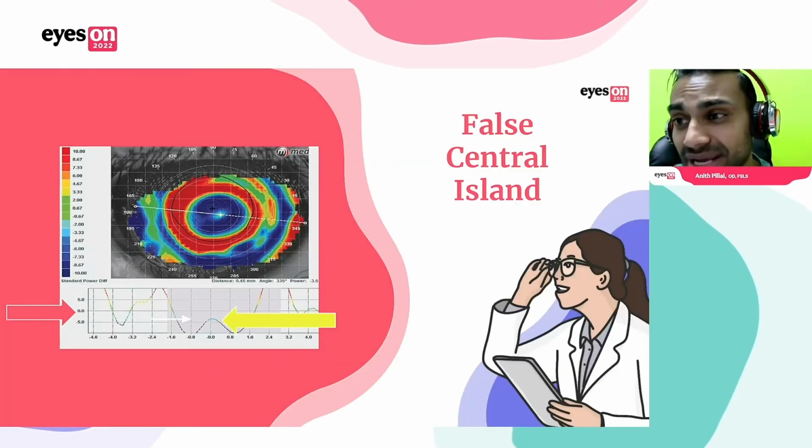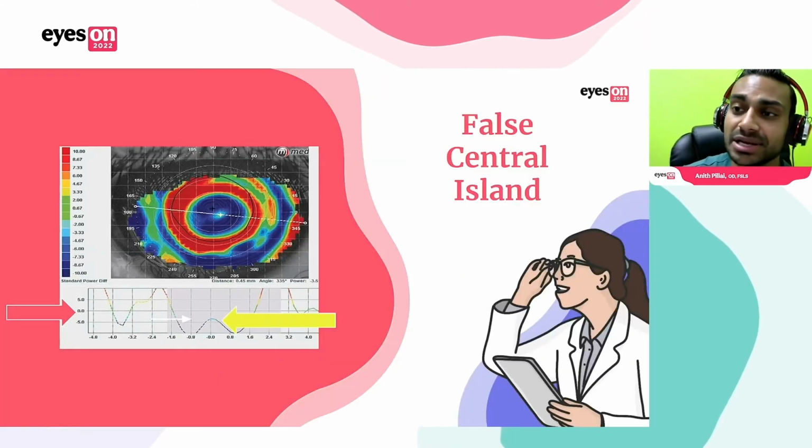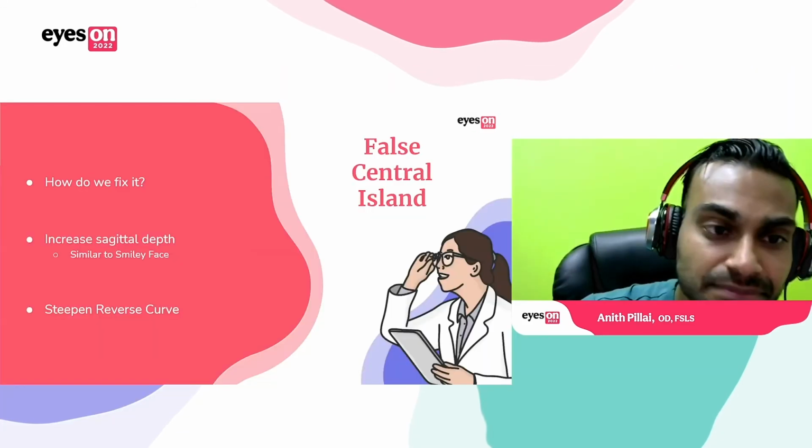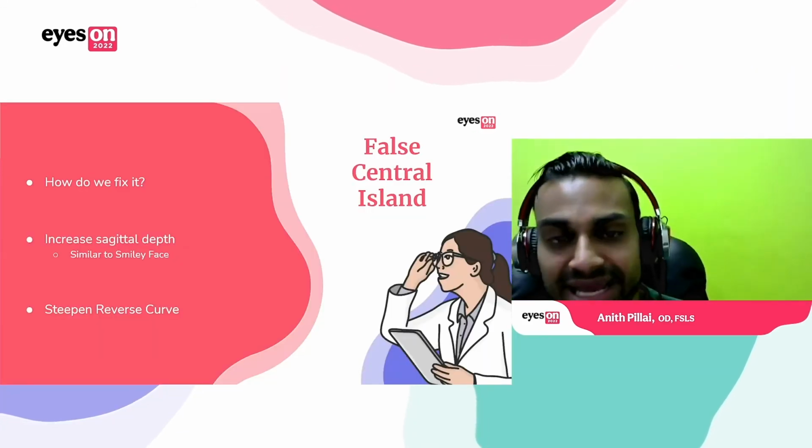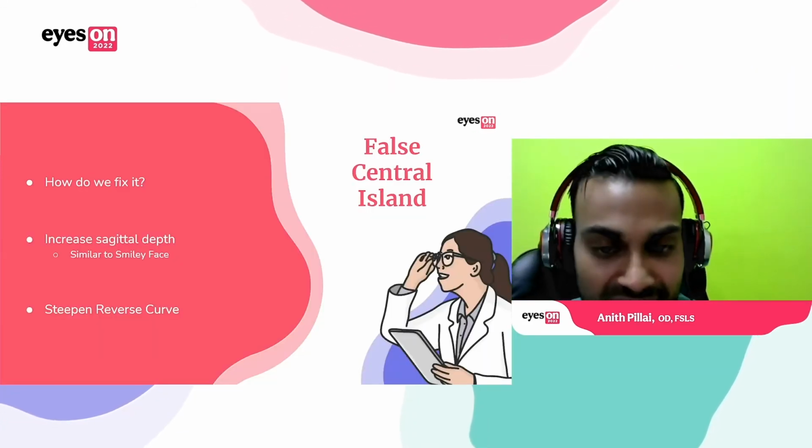And again, the easiest way is just stain the cornea and you'll see central SBK in a false central island. So again, how do we fix it? We need to increase that sagittal depth, very similar to a smiley face.